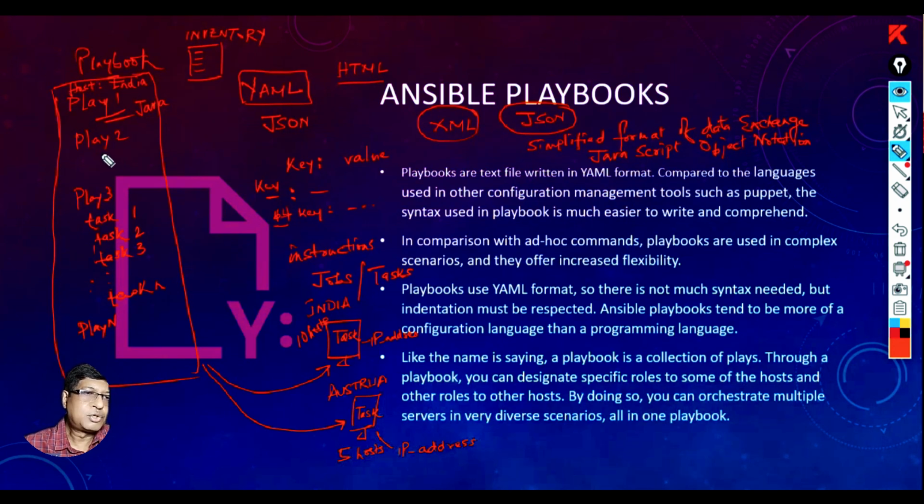Let's say in Australia, in this play 2, you are connecting to the host called Australia, under which you have clubbed five hosts. Those five hosts need to install, let's say, not Python, maybe PHP, or deploy your application, a web app, on all the five machines. That way you organize your tasks and in one go you execute them.